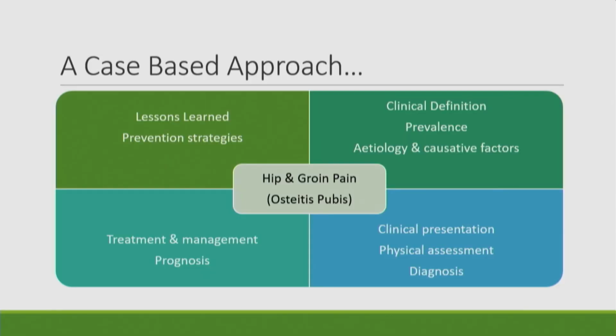So going around in a clockwise direction, we're going to use hip and groin pain or osteitis pubis as the vehicle basically for today. But we're going to look at the clinical definition, the prevalence, etiology and causative factors, moving through clinical presentation, physical assessment and how we diagnose this particular condition, treatment management and prognosis, and then we're going to pull it all together with 6 lessons learned and some prevention strategies for chronic presentations.